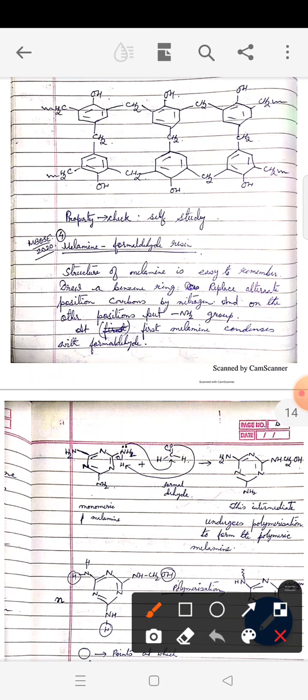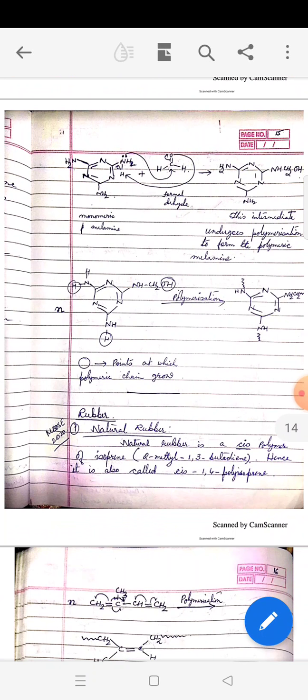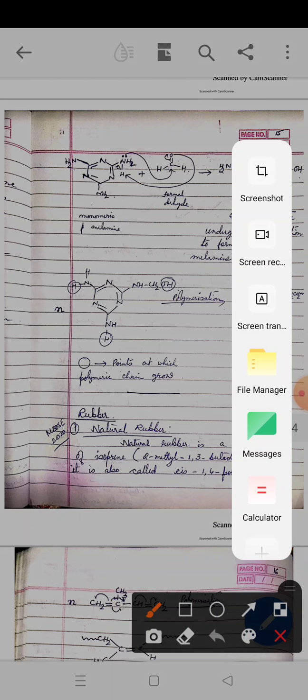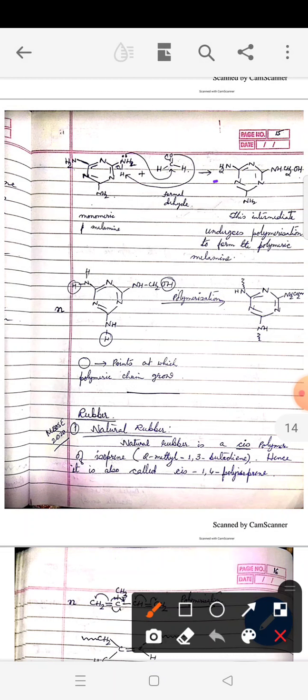So what happens here? You can see here this monomeric condensed product serves as the monomeric unit for the polymerization. Now you may note here that we got a bifunctional monomeric unit. At one end you have OH and at the other end you have NH2. So what happens? From this end OH is lost and from this H is lost, from two different molecules.